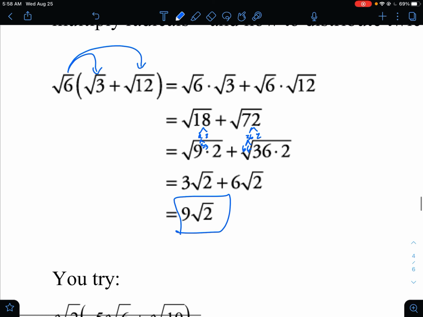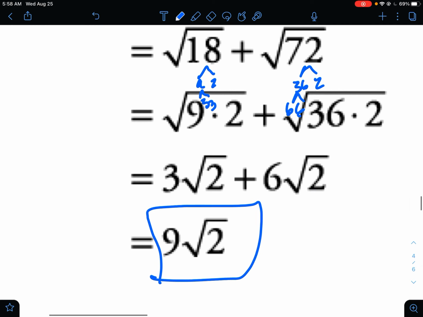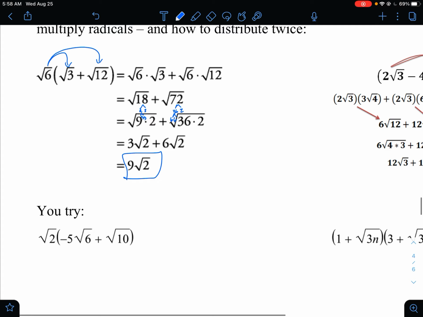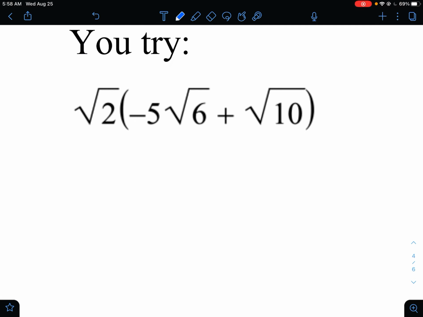So sometimes you start with something kind of complicated like this. It's got 2 terms and an extra factor there. And it simplifies to be just a single radical, which is pretty nice. So I want you to give that a shot. I will pause the video and see if you accomplish it. Go ahead and pause. Give it a shot.